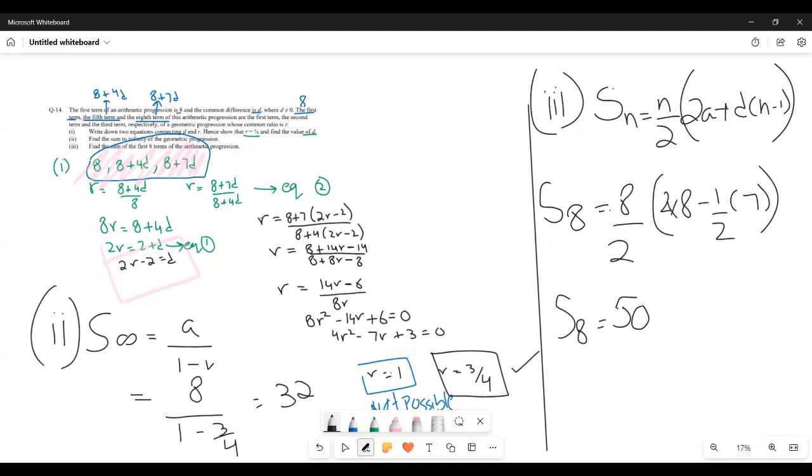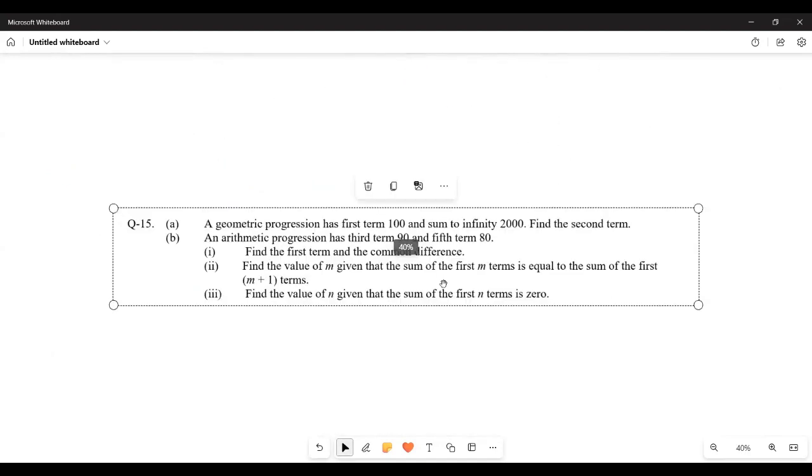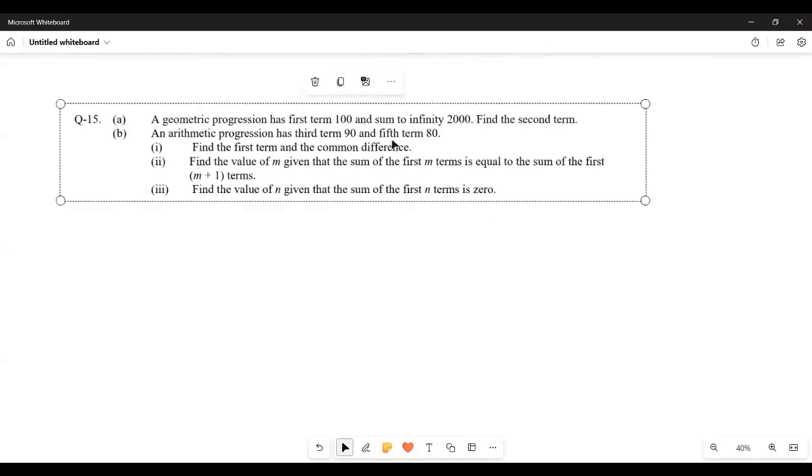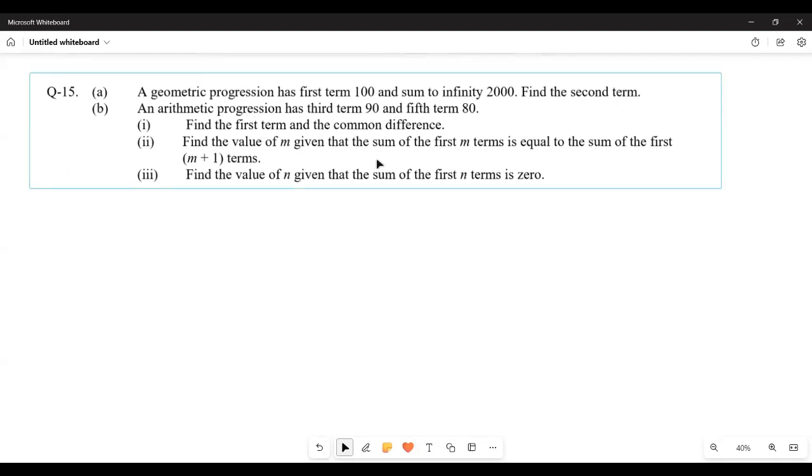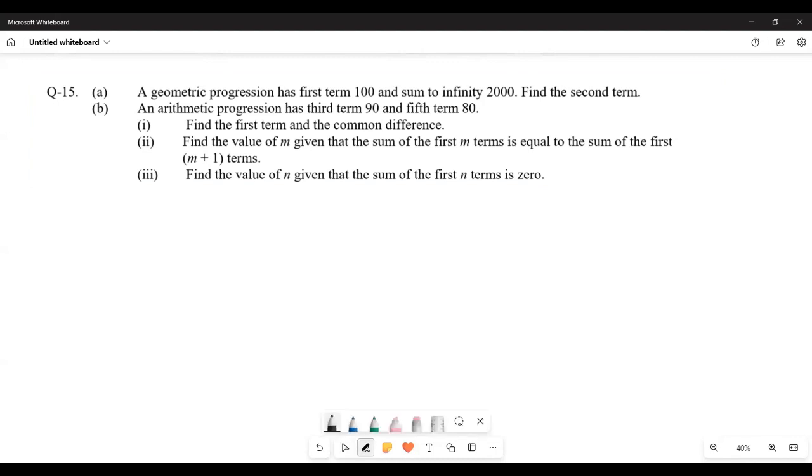Start question number 15 and I don't think I'll get to finish it. So you'll finish 15 as homework, and question number 16. A geometric progression has first term 100. So a is 100. And sum to infinity is 2000. Find the second term. What will we do then?